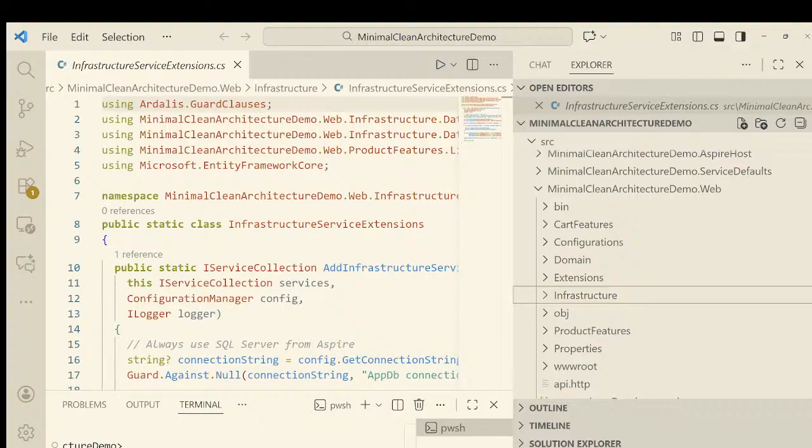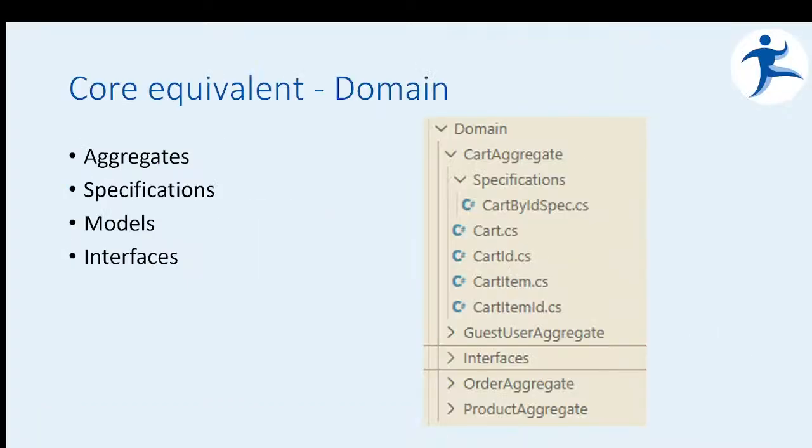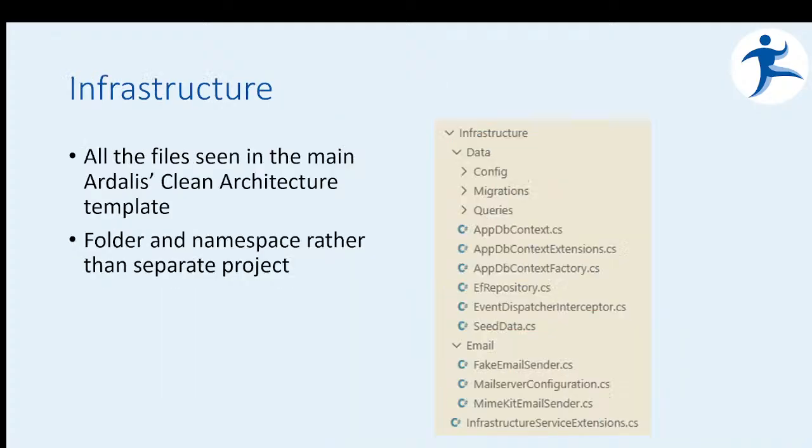Yeah, that's what's going on in here. Is there anything else I need to show with this part? Talked about core. Use cases are now in features. I showed the cart features and the product features. The infrastructure goes into a folder. You can use folders and namespaces to organize the code.